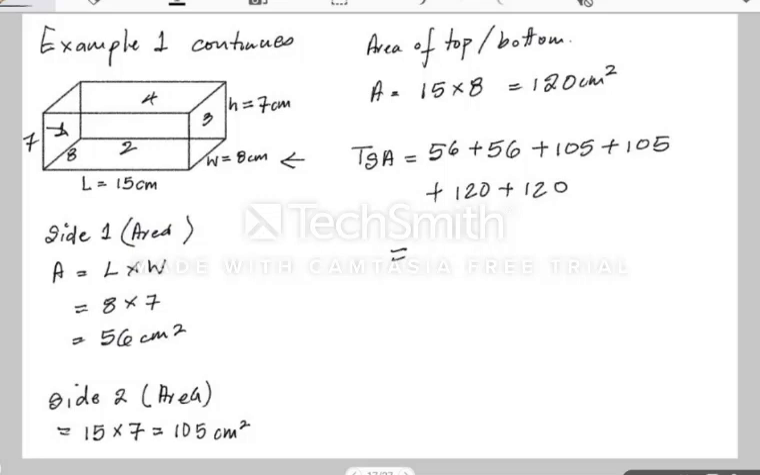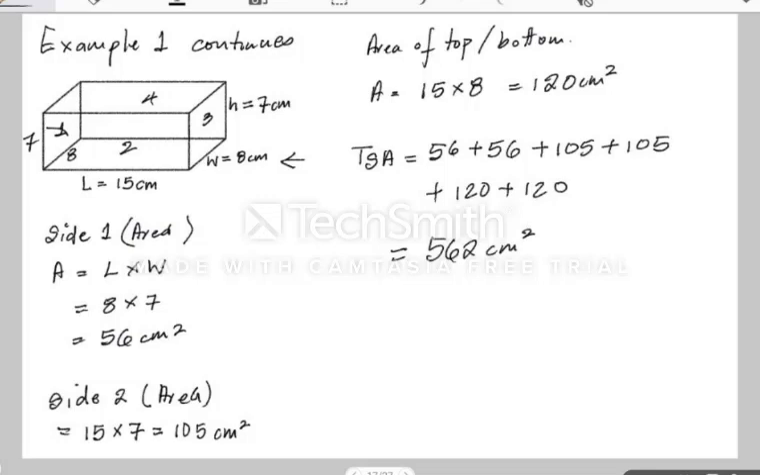So let's add them all together. 56 plus 56 is 112. So it's 112, plus 105 plus 105 is 210, plus 120 plus 120 is 240. So our answer is 562 centimeters square. All right.